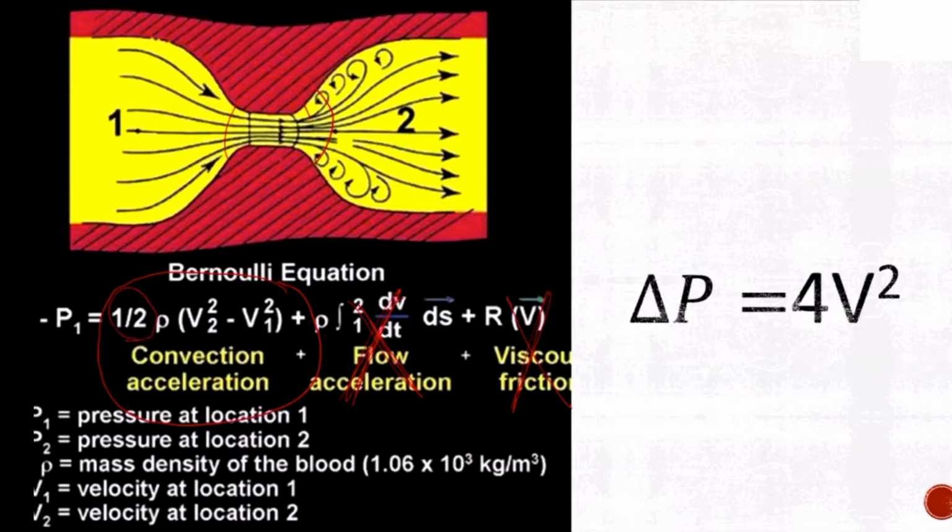Basically it's because this symbol that looks like a P is the mass density of blood. As you convert that into the math calculations we're going to use, for centimeters per second or meters per second, this turns into 4, okay? Again, we'll go over that in two weeks, but the change in pressure is going to equal 4V squared.